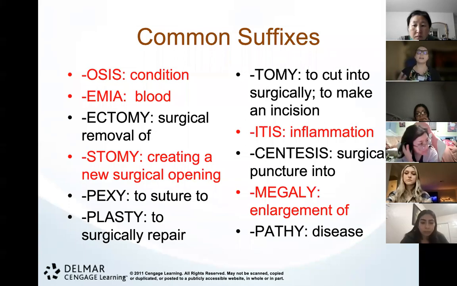There's a lot of potential for contamination with microbes because it's going through the prepuce or the vaginal opening, touching the outside of the skin and the fur. There's a lot of bacterial potential there for contamination of the sample. Now, megaly, that's the enlargement of something, and pathy is when we're talking about a disease.